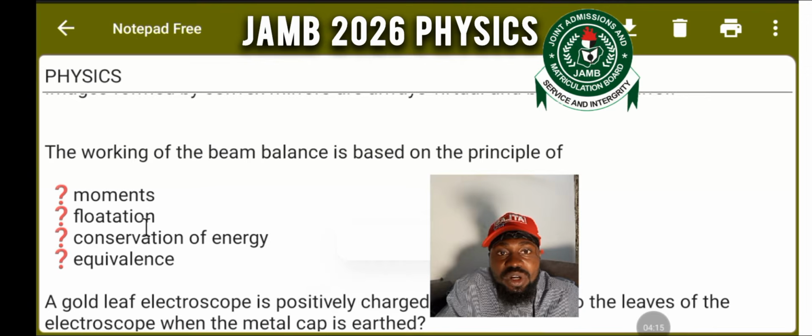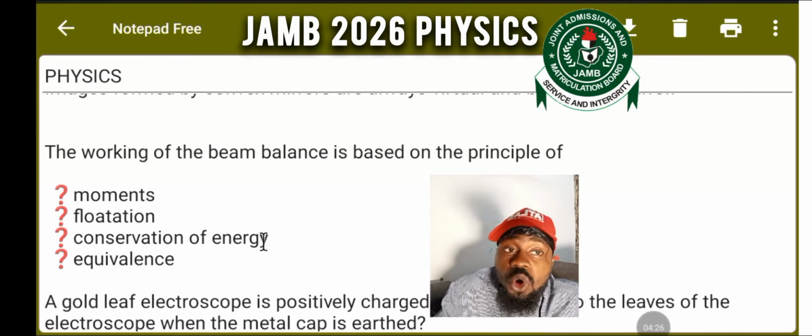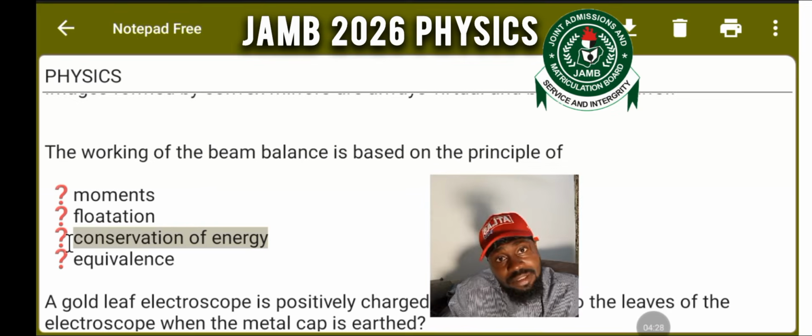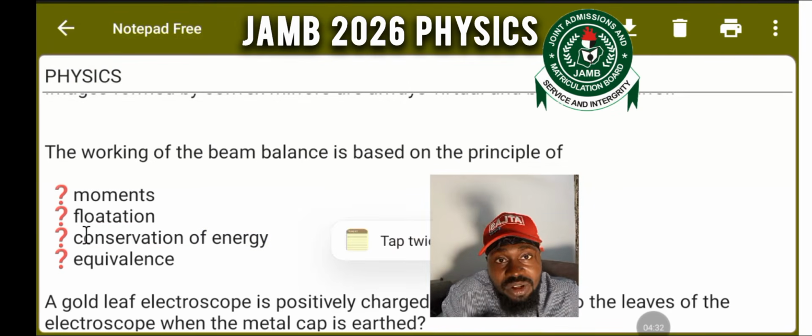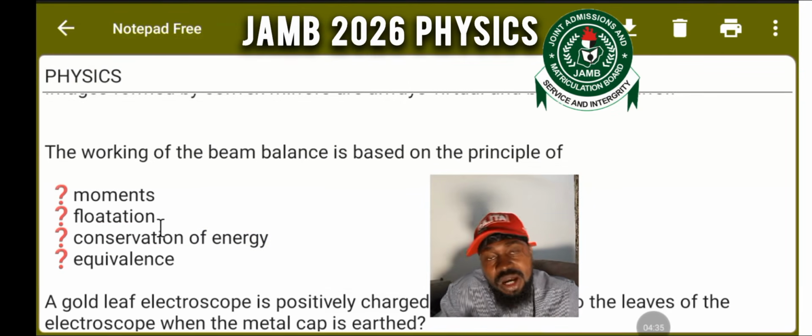Then the next one is conservation of energy. Does conservation of energy work under to and fro movement or oscillation? That's obviously a wrong answer. So the third and fourth options don't go. We are left with only two options, flotation and moments.